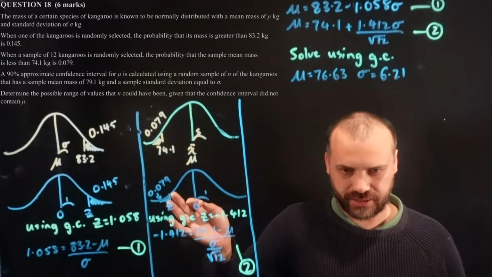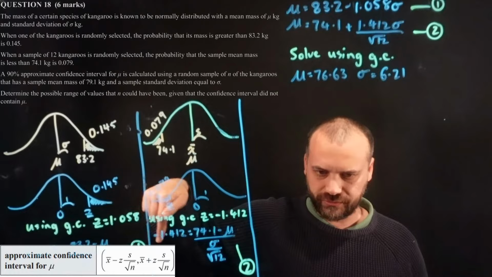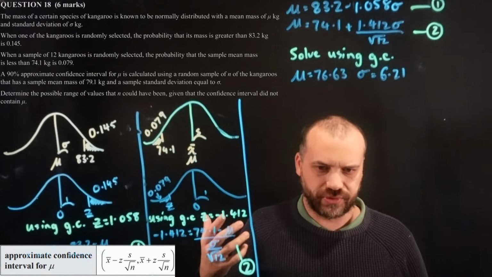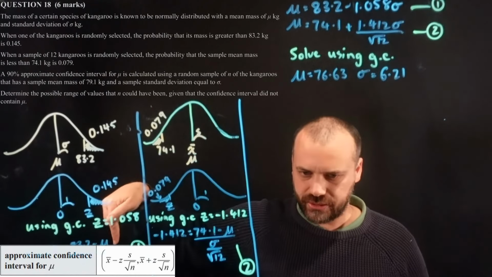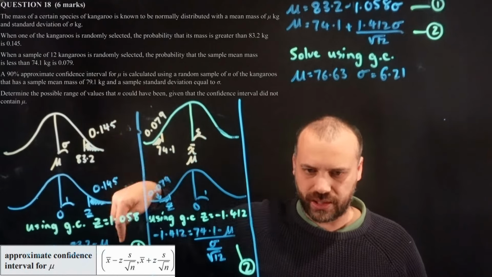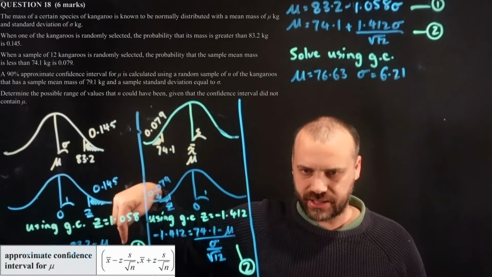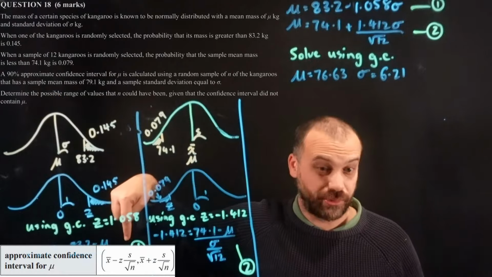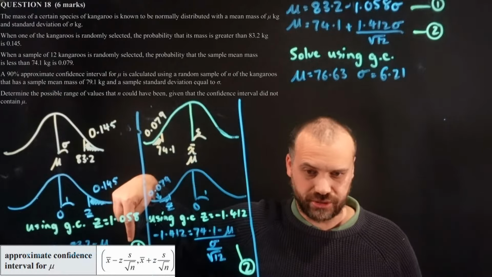What's a confidence interval? Here's a formula for our confidence interval. And what do we know in terms of confidence interval? Well, we know this, right? Because we're told that the sample mean is 79.1. That's good. We know the z-score because we're told that we're doing a 90% confidence interval. So 1.64 is a number you should know.